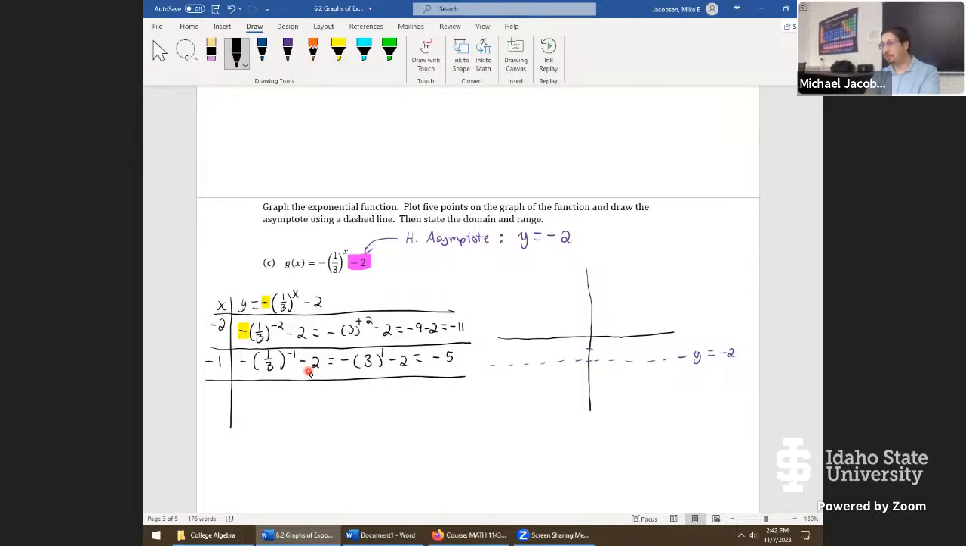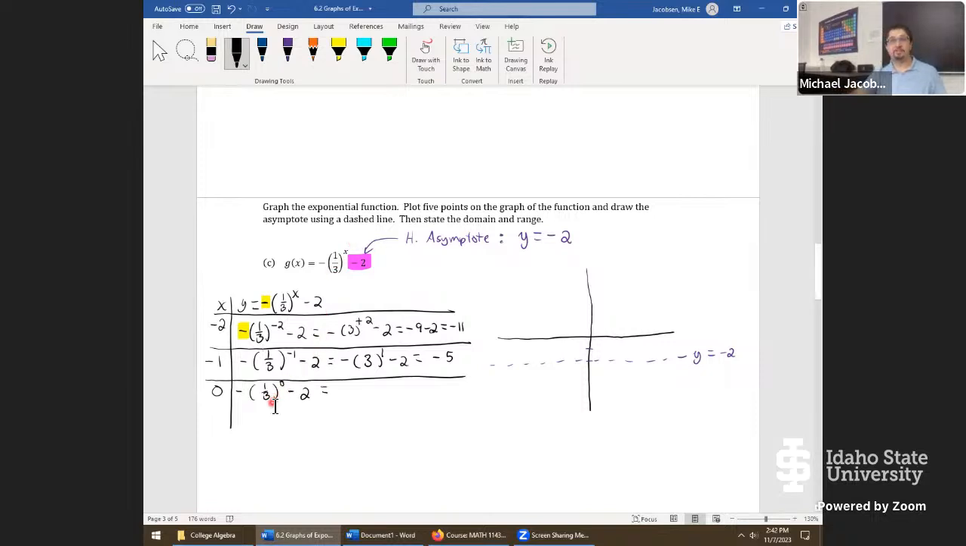Then rinse and repeat. Throw in a value of 0. 0 goes in right here, and now it's getting actually a little bit easier to run through. If that value is 0, well, anything non-zero to a power of 0 is automatically a 1. So we're just staring at a negative 1 right there on paper. Let's also collect the minus 2.